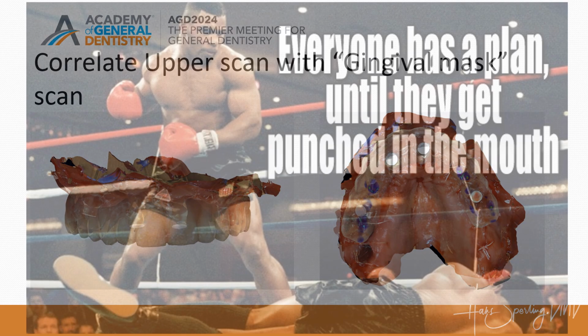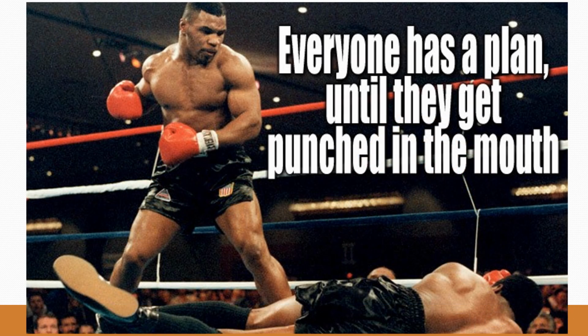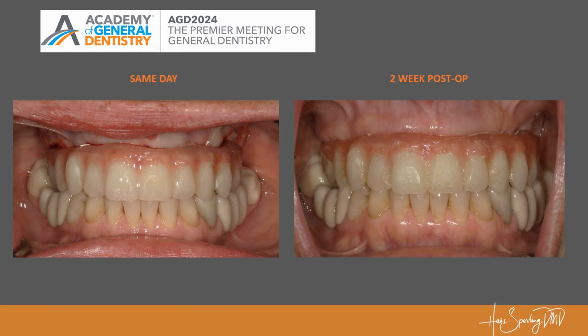The reason for this is that everyone has a plan until they get punched in the mouth, like Mike Tyson says. My goal is that a patient comes in the day of the surgery. I see them 2 weeks later to remove sutures and make sure that everything's okay. And after that, I will see them about 3 or 4 months later. My goal is that the patient remains with the prosthesis in the mouth for the 4 months.